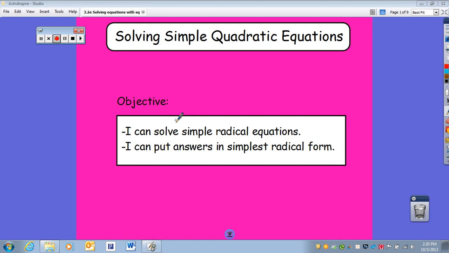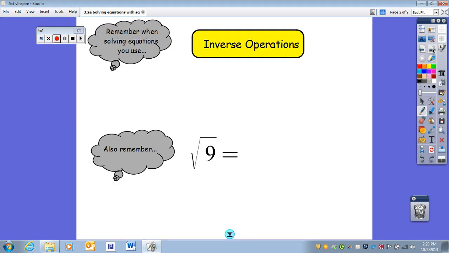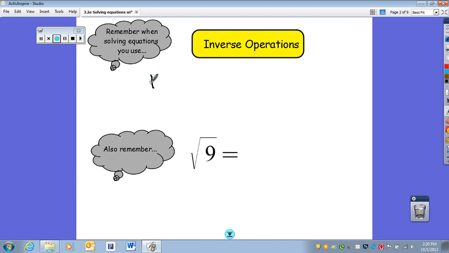In this lesson, we are going to solve simple quadratic equations, and we are going to be able to put answers into simplest radical form. Please remember, inverse operations are operations that are opposites of one another. For example, when we're solving equations, if we have plus a number we want to solve, we're going to do the opposite, which is to subtract.